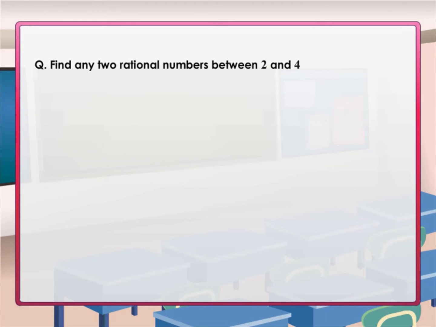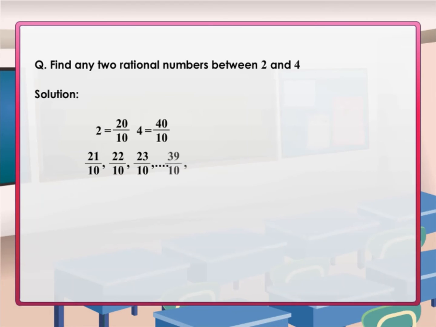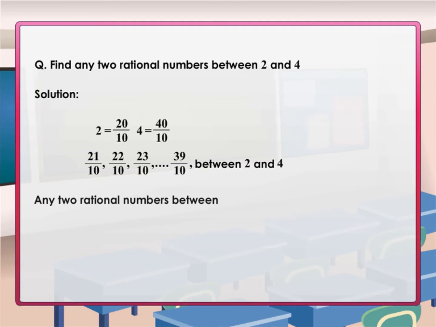Let us solve some problems here. Find any two rational numbers between 2 and 4. 2 can be written as 20 by 10 and 4 can be written as 40 by 10. Thus we have 21 by 10, 22 by 10, 23 by 10, etc. up to 39 by 10 between 2 and 4. Any two rational numbers between 2 and 4 are 21 by 10 and 25 by 10.